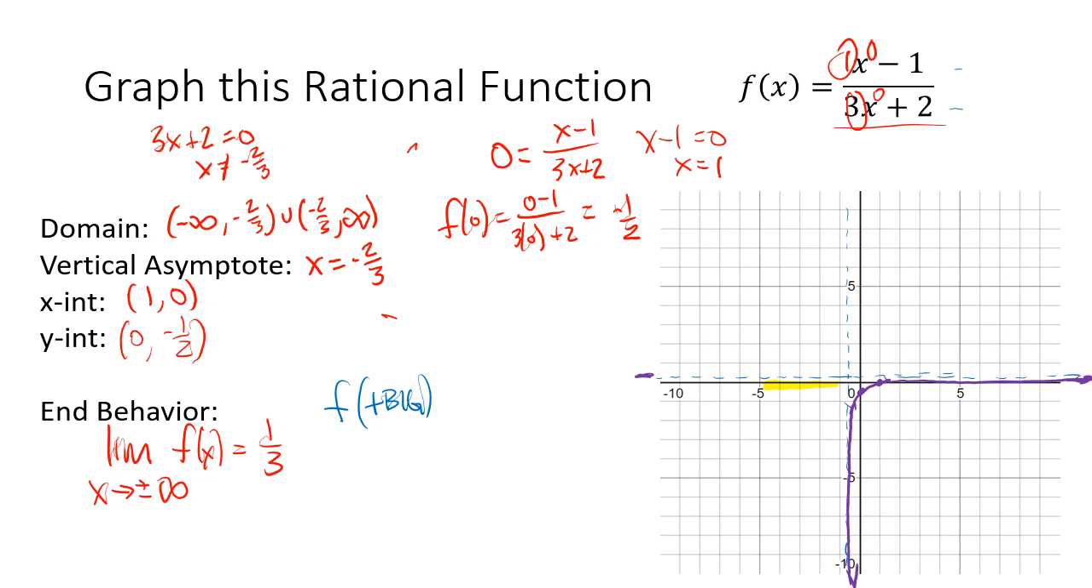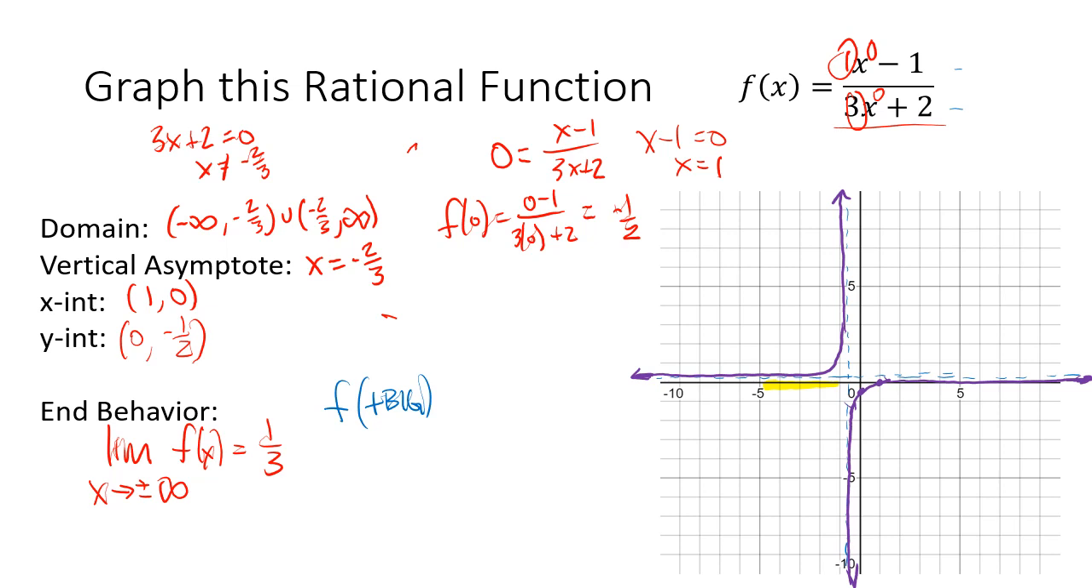Same reasoning: we know that there's no other y-intercept or x-intercept, and we know that we started up here, so the only thing this can do is shoot up that way, along that vertical asymptote. And that, believe it or not, is a pretty accurate graph of that rational function.